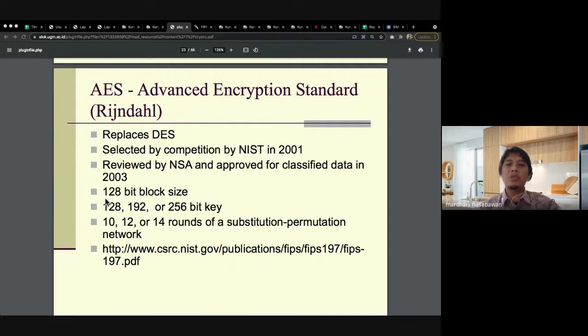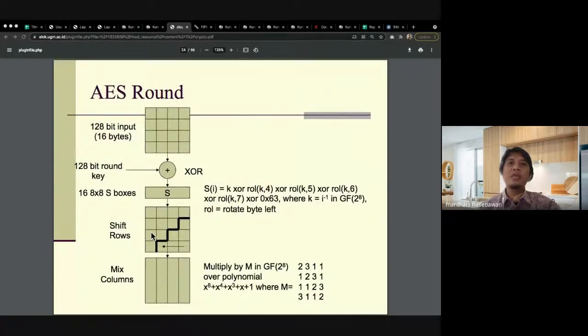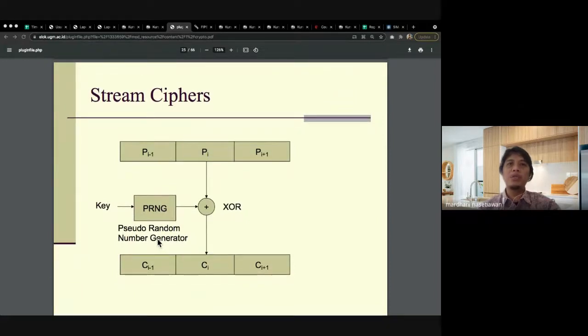It can be used for 1 to 8-bit block size, and then we have a key that can be 256 bits, using the substitution permutation network. So it is using this permutation, which means we can randomize more extremely in this case. And then we also have the stream cipher in here, using the pseudo random number generator that we already know about, the PRNG. And then we're using the XOR for shuffling the cipher and the stream.